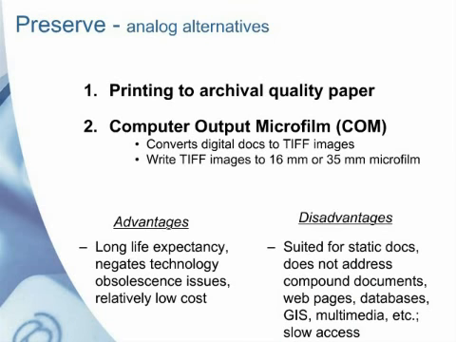But let's not forget about paper and microform for preserving files. You can also print digital files to archival quality paper if more appropriate for your collection. Also, you should consider computer output to microfilm, or COM. This process involves converting digital documents to TIFF images and then writing the TIFF images to 16 mm or 35 mm microfilm. The obvious advantages here are a long life expectancy, and it negates the issue of technology obsolescence. It is also a relatively low-cost alternative.